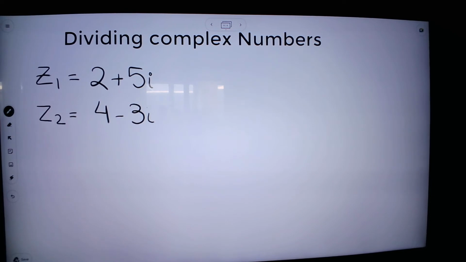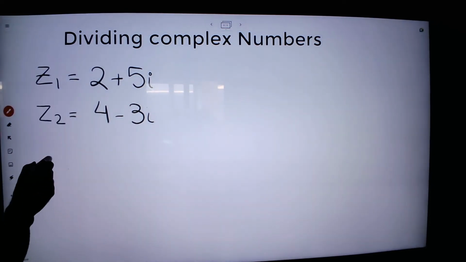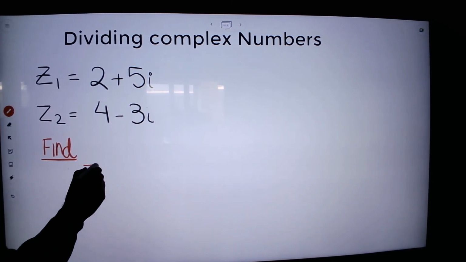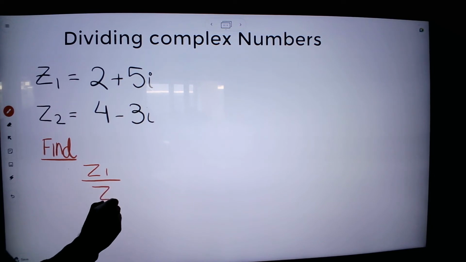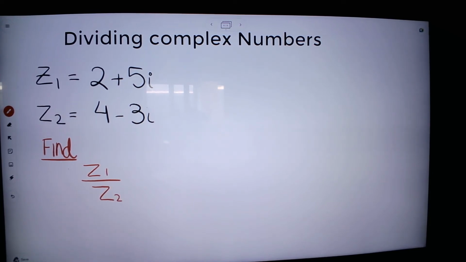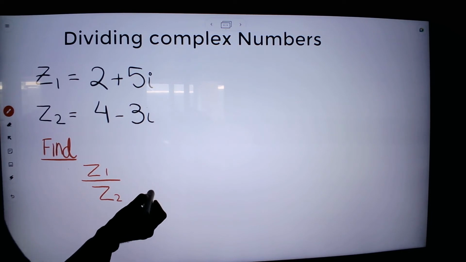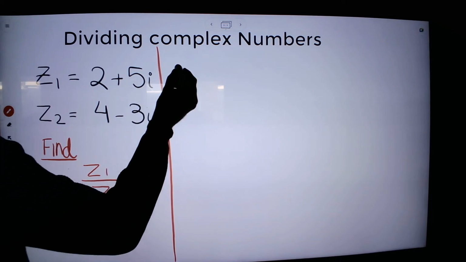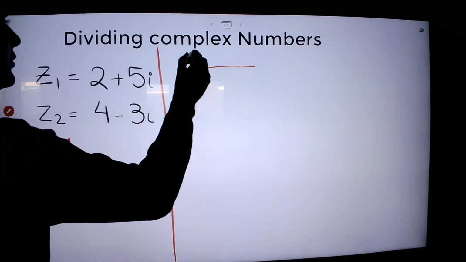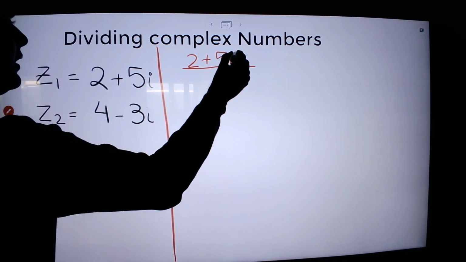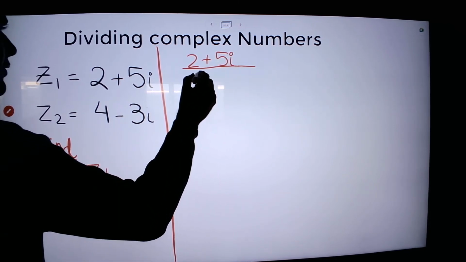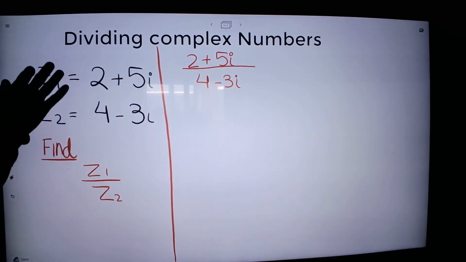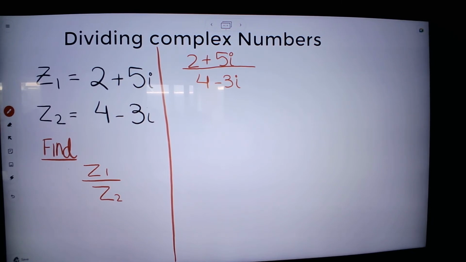And the question is, find z1 over z2. Easy, let's try. To do that, you put z1 on the top, 2 plus 5i, and z2, which is 4 minus 3i, on the bottom. You can't just divide 4 and 2, and 5 and 3. It doesn't work that way.